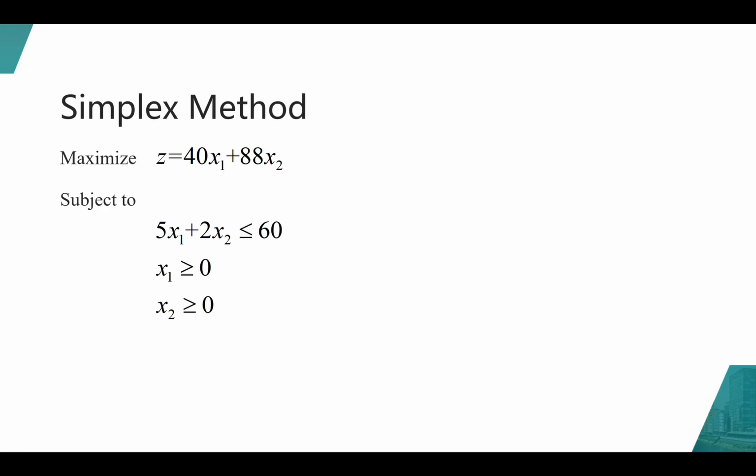Firstly, we would like to talk about the simplex method, an important way to do linear programming. Let's see an example. Let z equal 40x1 + 88x2. The constraints are 5x1 + 2x2 is less than or equal to 60, x1 is larger than or equal to 0, and x2 is larger than or equal to 0. Our goal is to maximize z.